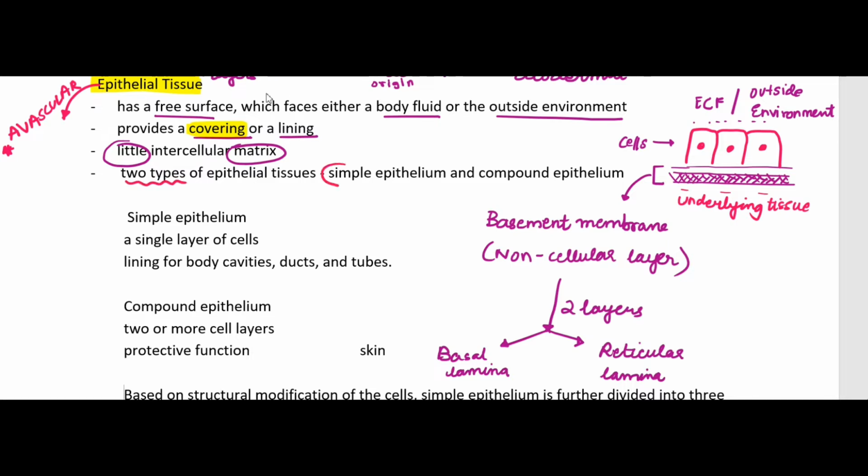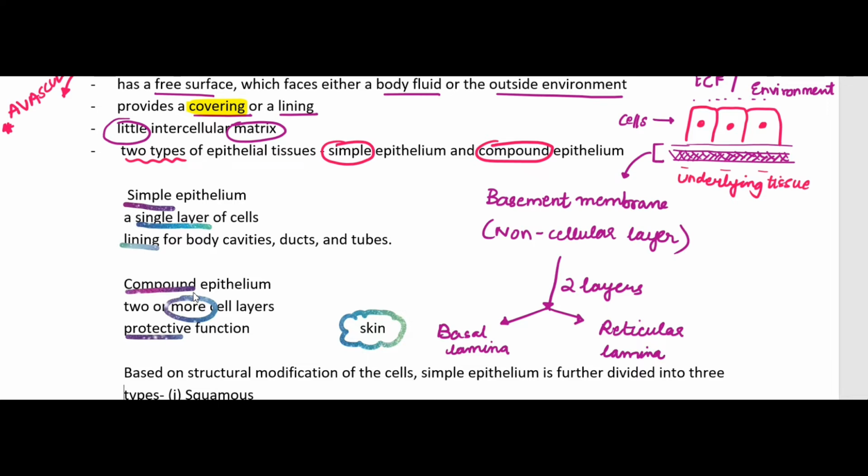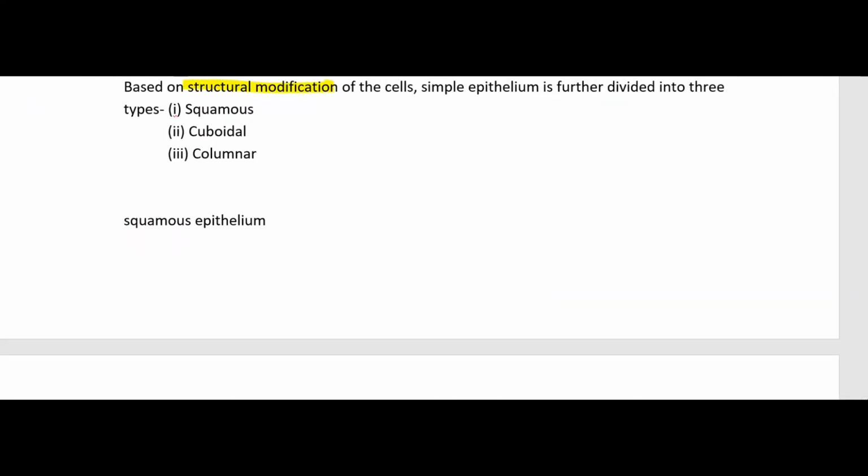Epithelial tissue has two types, simple and compound. By simple, we mean there is a single layer of cells. The main function is lining. Simple epithelium forms the lining of body cavities, ducts and tubes. Whereas in compound epithelium, there is more than one layer of cells, and the main function is protection. So lining for simple epithelium, protection for compound epithelium. So these cells have certain structural modifications. Based on that, the simple epithelium can be classified into squamous, cuboidal and columnar.